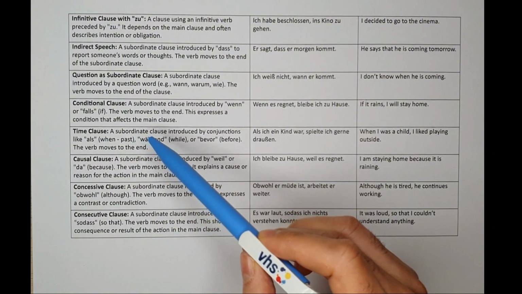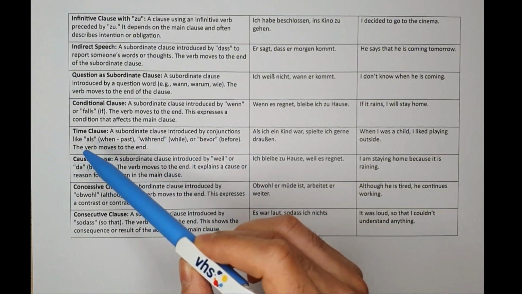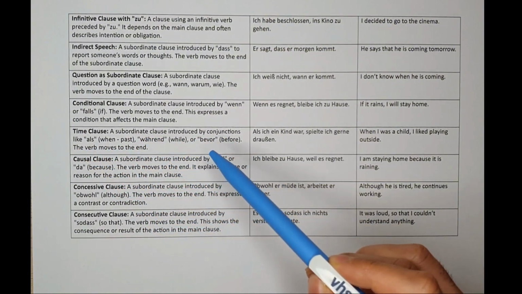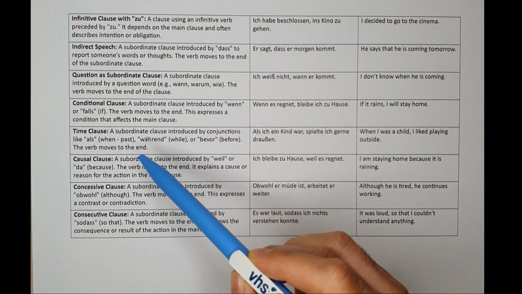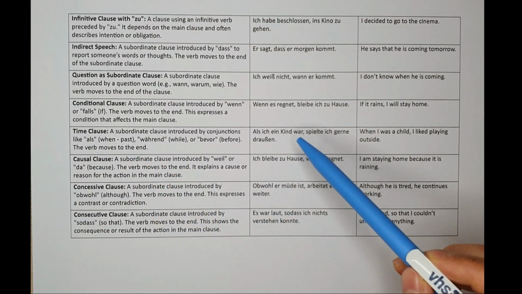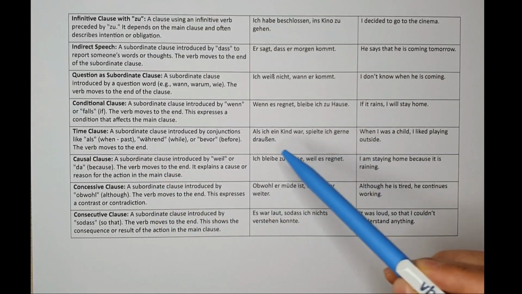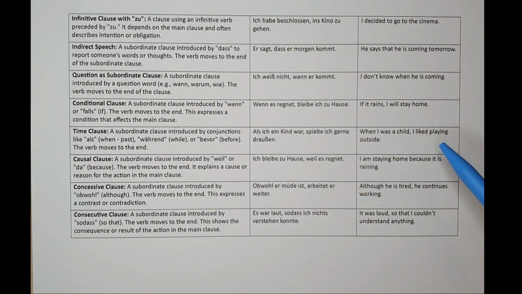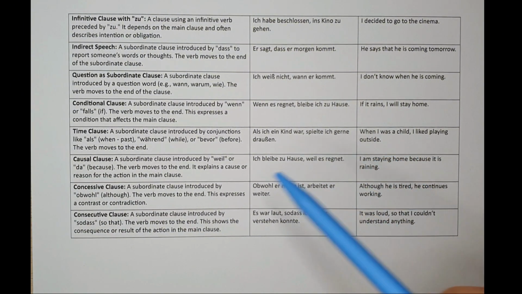Time clause. A subordinate clause introduced by a conjunction like als, während, or bevor. The verb moves to the end. Als ich ein Kind war, spielte ich gerne draußen. When I was a child, I liked playing outside.